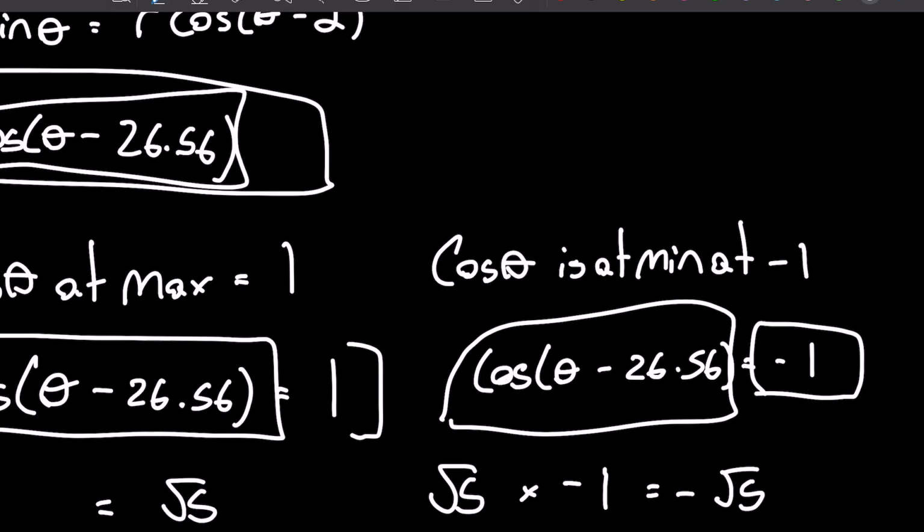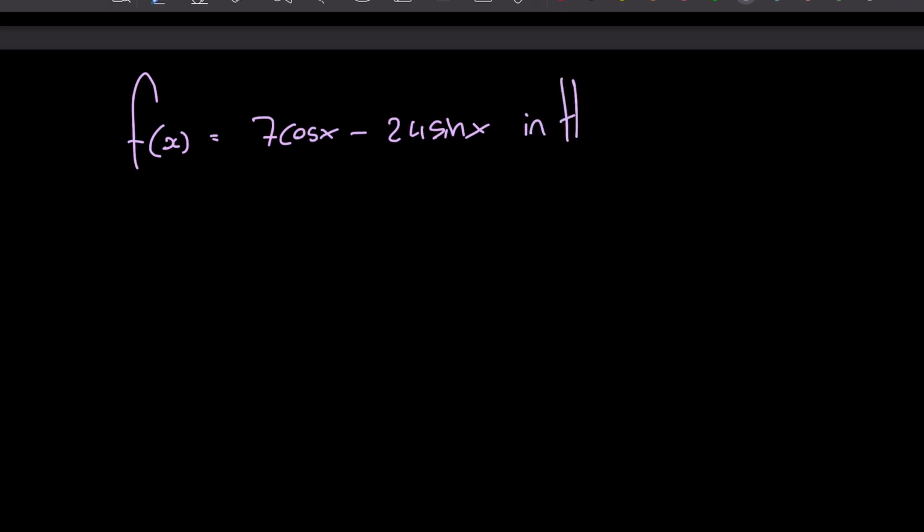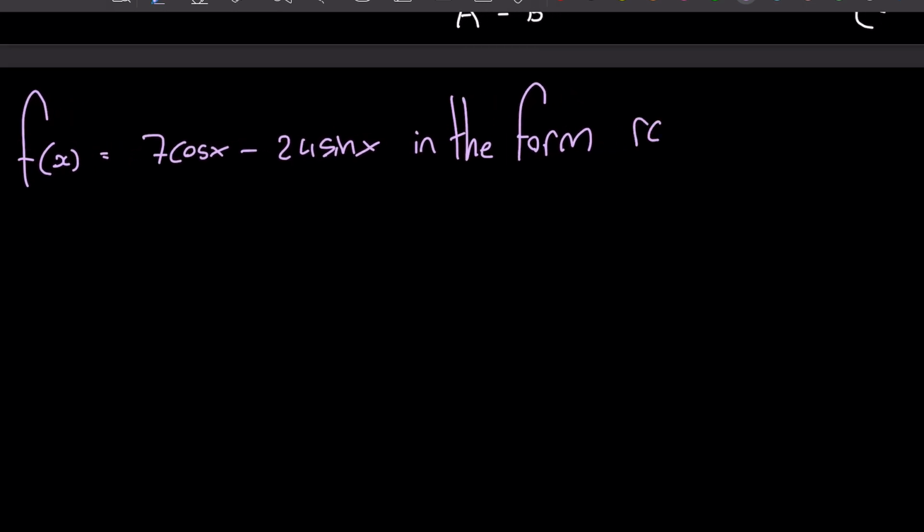Okay, great. Now, let's move on to another example. This one's going to be slightly more challenging, but that's good. So let's say they want us to write the function f of x is equal to 7 cos x minus 24 sin x in the form of r cos(x plus alpha).